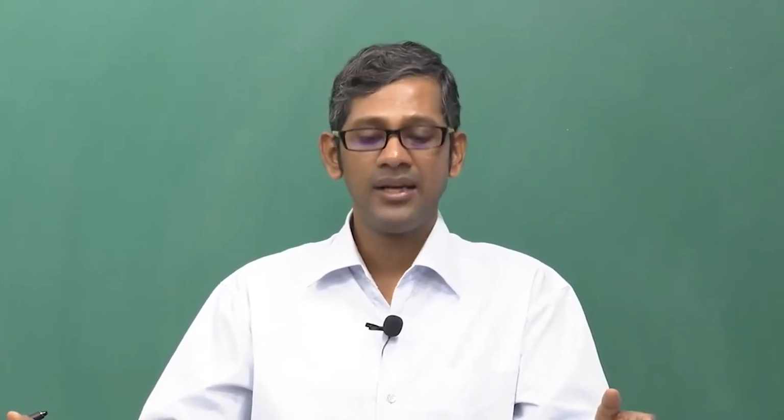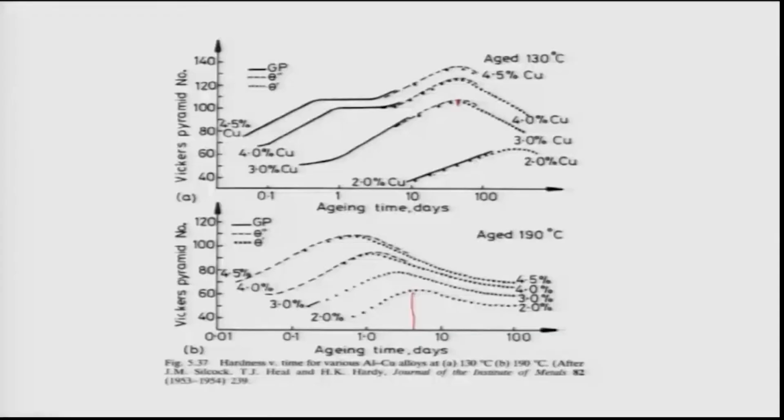Hardening is basically coming from the coherence strain which is generated in the matrix. So therefore, the hardness increase because of the GP zone formation is not very high. But the moment the theta prime or theta double prime actually start forming, the hardness increases very rapidly. The reason is very simple.